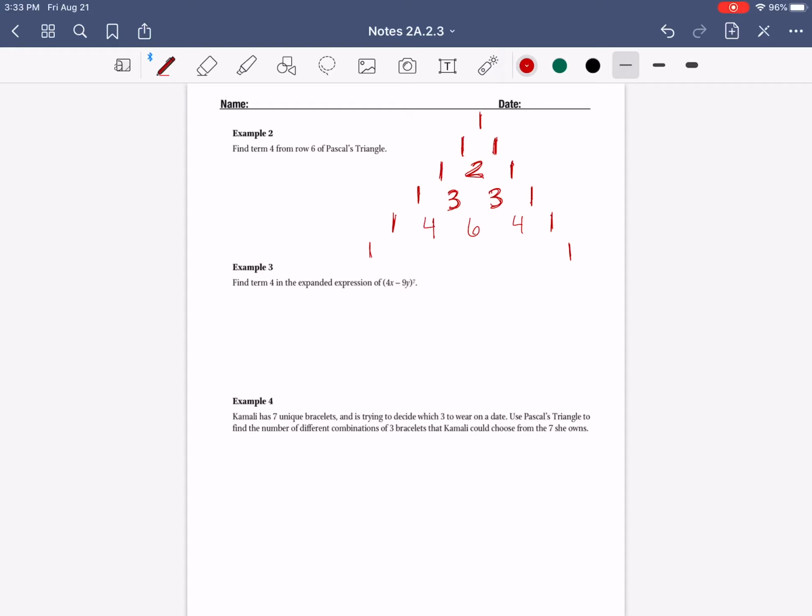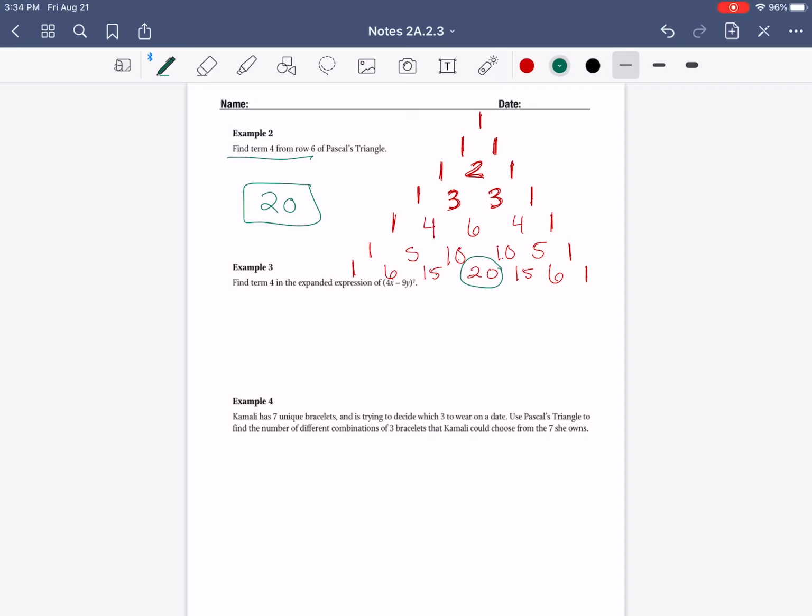All right, 1 plus 4 is 5. 4 plus 6 is 10. 6 plus 4 is 10. 4 plus 1 is 5. And then I'm finally at row 6. I know because my second number is 6. 5 plus 10 is 15. 10 plus 10 is 20, 10 plus 5 is 15, 5 plus 1 is 6. So the question says find term 4 of row 6. I have row 6 right here, and I find term 4: 1, 2, 3, 4. The 4th number is 20, and that's my answer. That's all it wanted for example number 2.